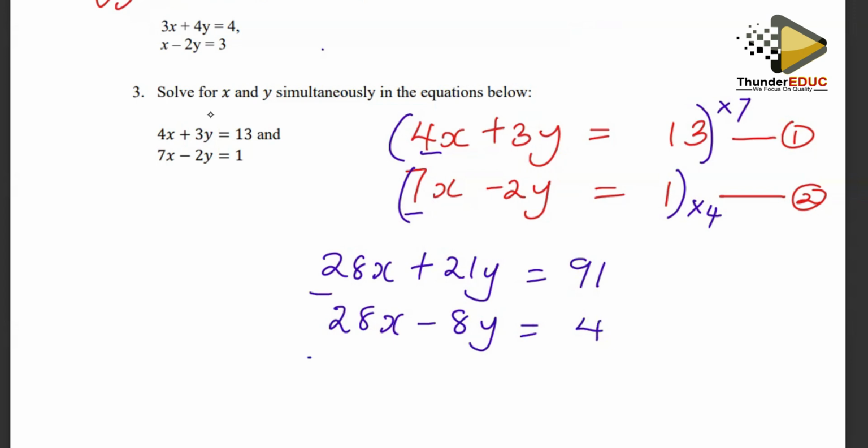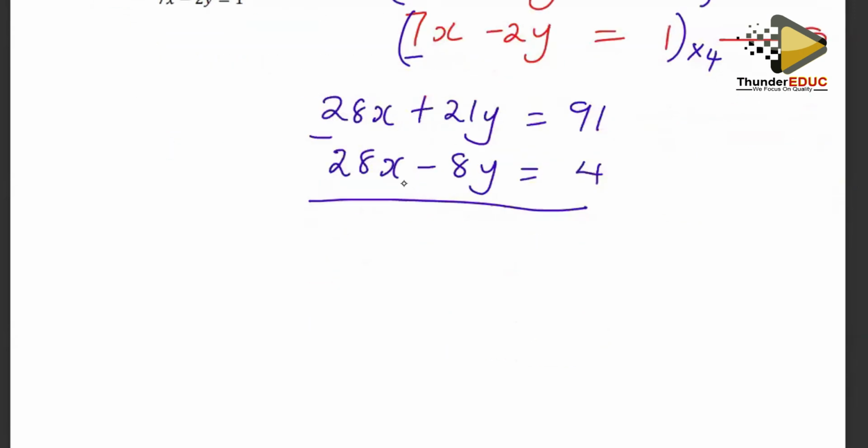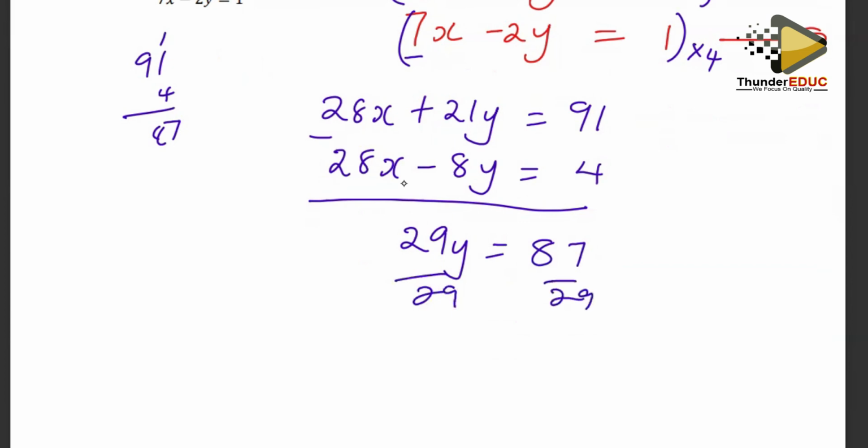And then I'll subtract since the signs are the same for the x's, okay? So that cancels that. 28 minus 8, that's going to be 29y. And then what's 91 minus 4? That's going to be 87. And then over 29, over 29. So my y becomes 3.